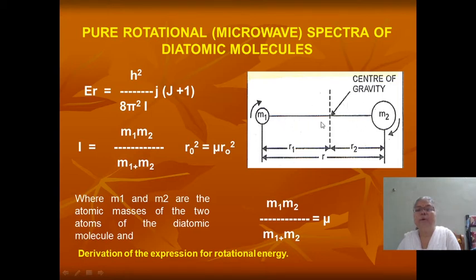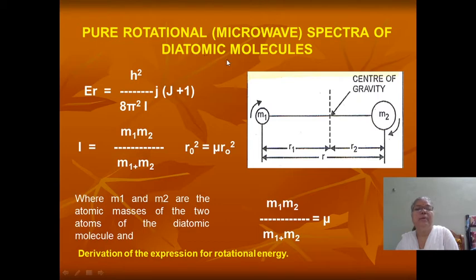Then this bond length is a rigid one. Such a model is called a rigid rotator. Rigid rotator means that the molecule has rotations at its axis, and end over end rotation takes place. Here suppose the distance of the M1 atom from the center of gravity is R1, and the distance of the M2 atom from the center of gravity is R2, and the total bond length here is R.